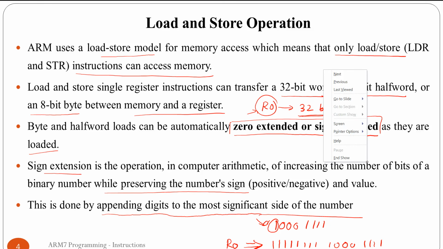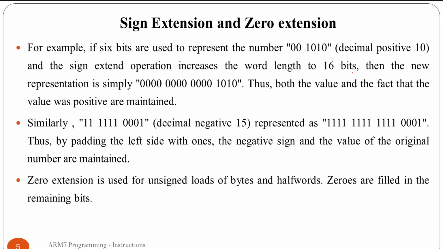So this is sign extend, and as we know, in the architecture of ARM we have a sign extension block. For example, if 6 bits are used to represent the number 00100, this is representing the number 6. The sign extend operation is used to increase the word length to 16-bit. Then a new representation is simply like this.